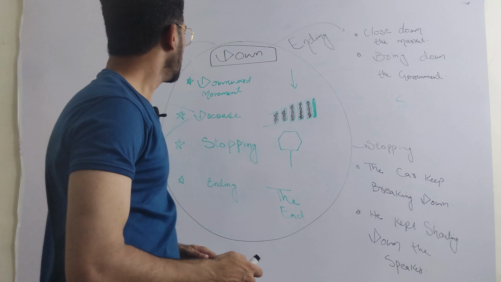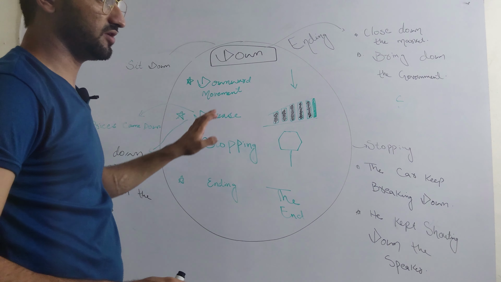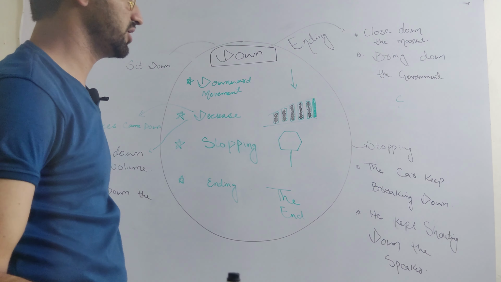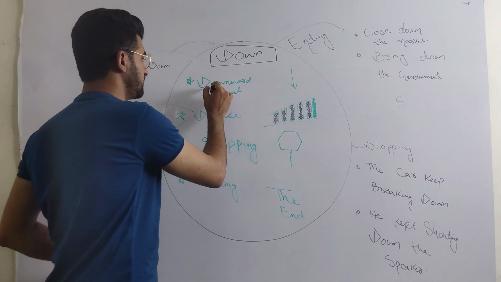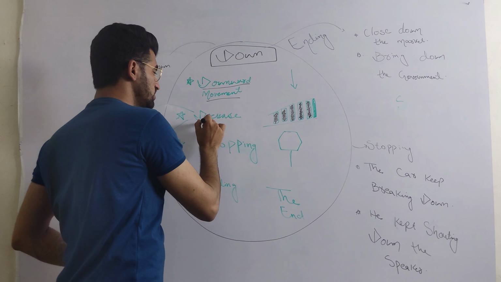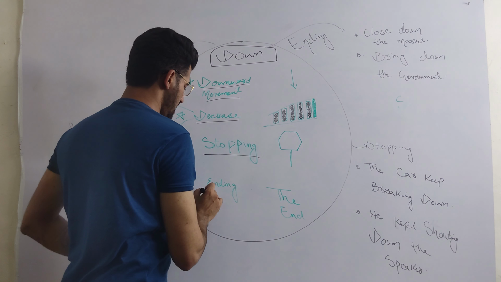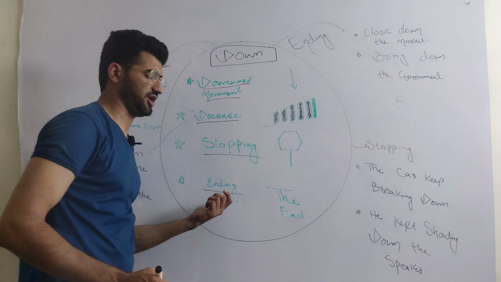Look, I've got the word "down", which is a preposition, and I've got four meanings of that word. The first meaning is downward movement. The second one is decrease. The third one is stopping, and the last, not the least, is ending.